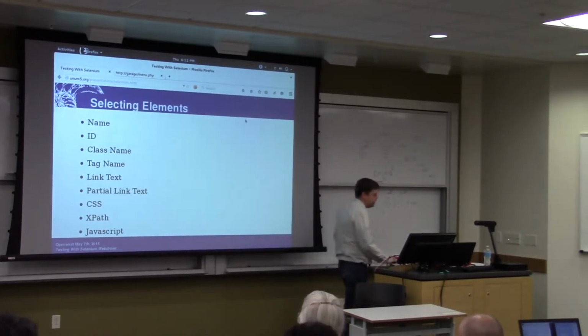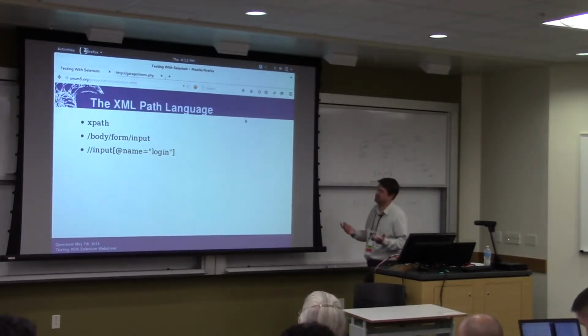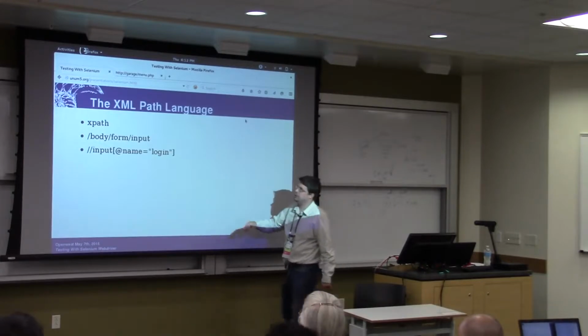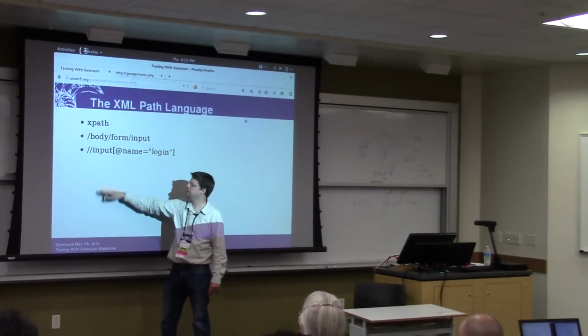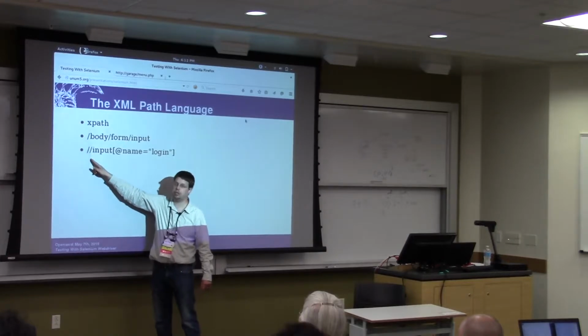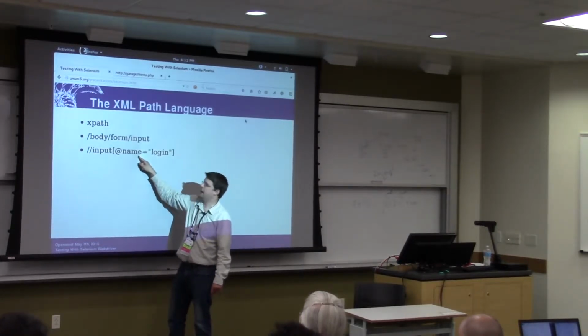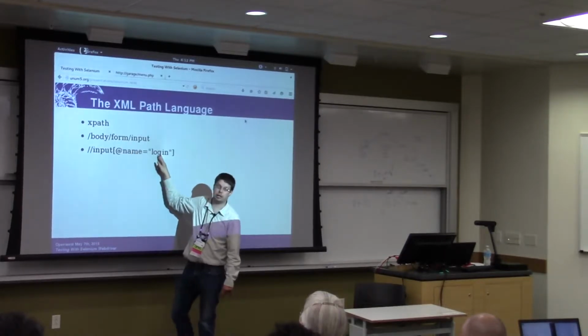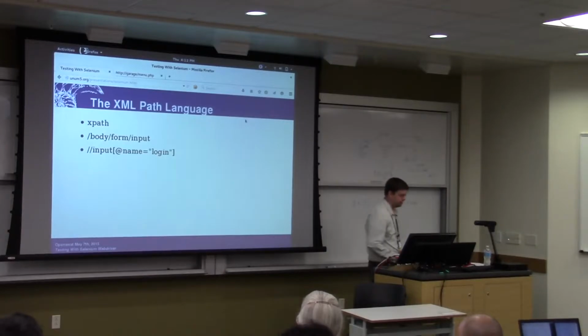XPath stands for the XML Path Language, and so you just write in order: body tag, form tag, input tag, or you can do two slashes to search the whole document. So this is saying search for an input tag that has an attribute name with the value login.